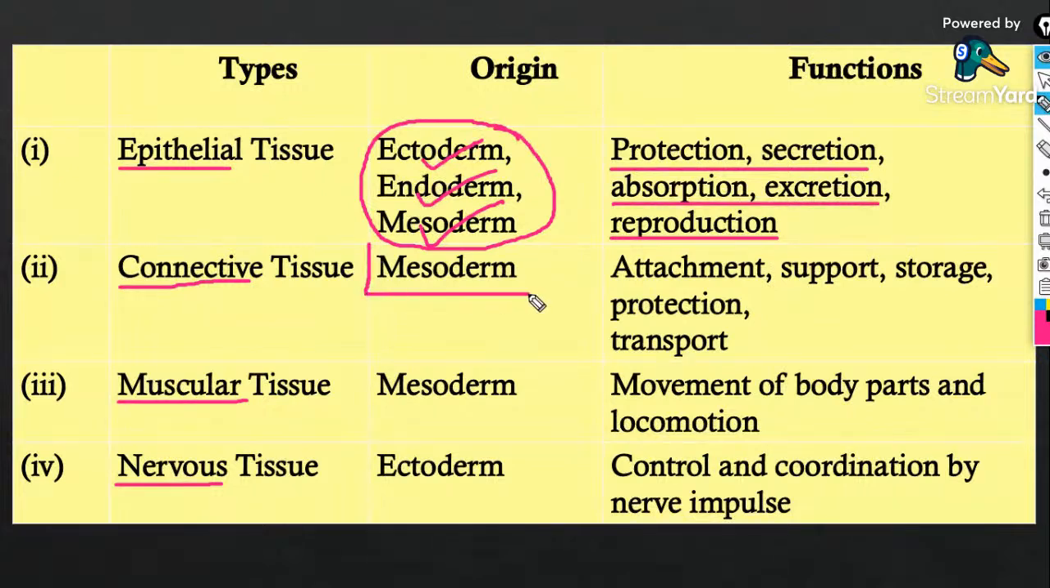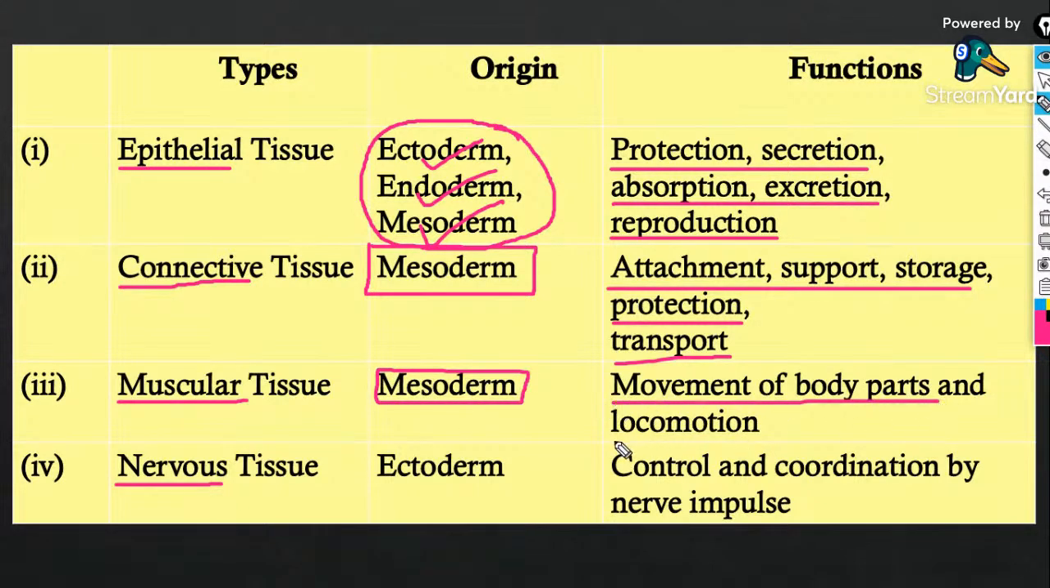Connective tissue originates from the mesodermal layer. Its functions are attachment, support, storage, protection, and transport. Muscular tissue originates from the mesodermal layer, and is responsible for movement of body parts and helps in the process of locomotion. Nervous tissue is from the ectoderm and helps in the control and coordination of the nerve impulse.